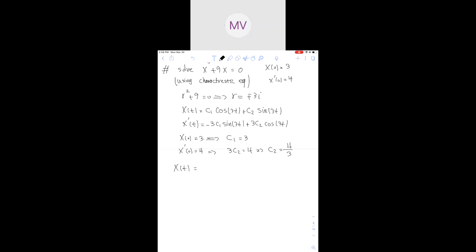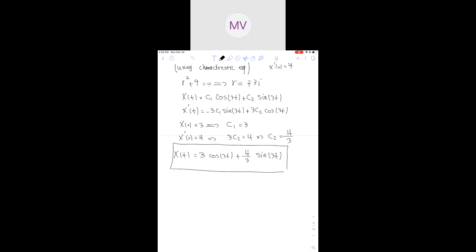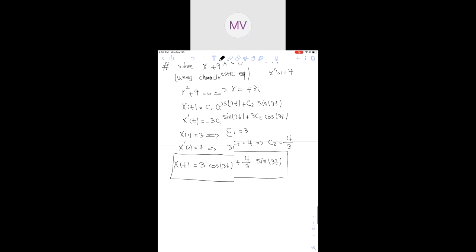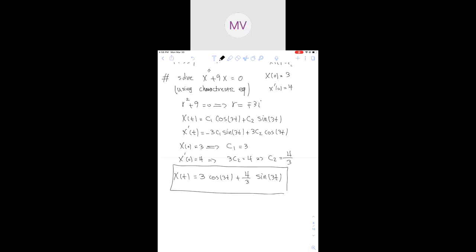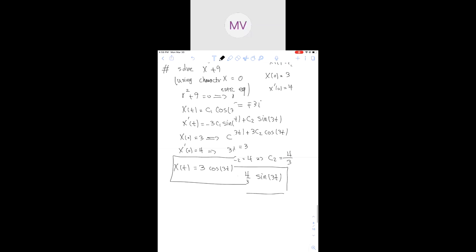The solution we're looking for is 3 cosine 3t plus 4/3 sine of 3t. That's the solution, right? That's how we learn solving these differential equations. That's a homogeneous one from chapter 5.